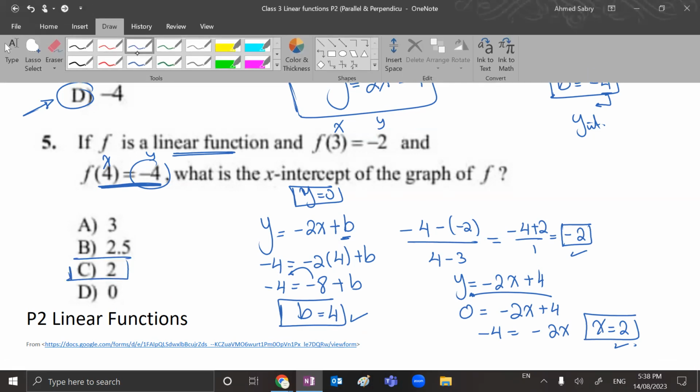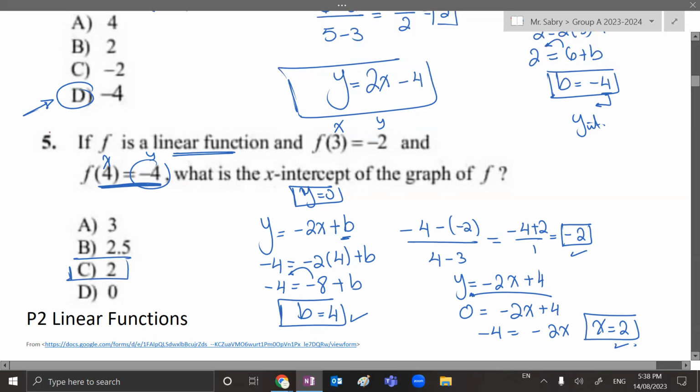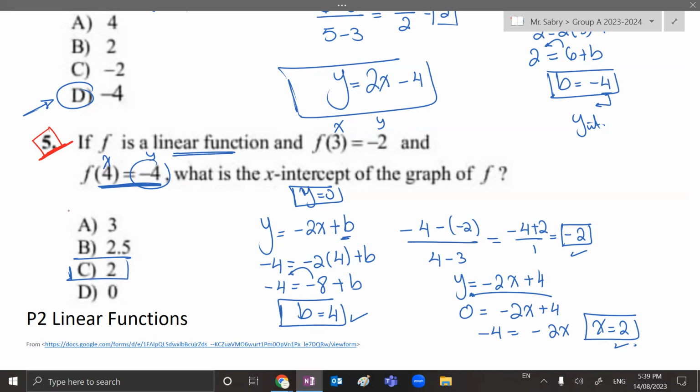Yes. Can any of you tell me another method to solve this question using the methods that we've already discussed? Faster, shorter methods. I'm giving you hints now, if you can.